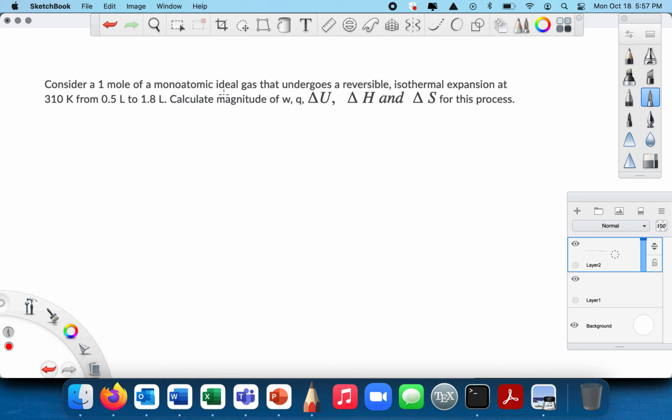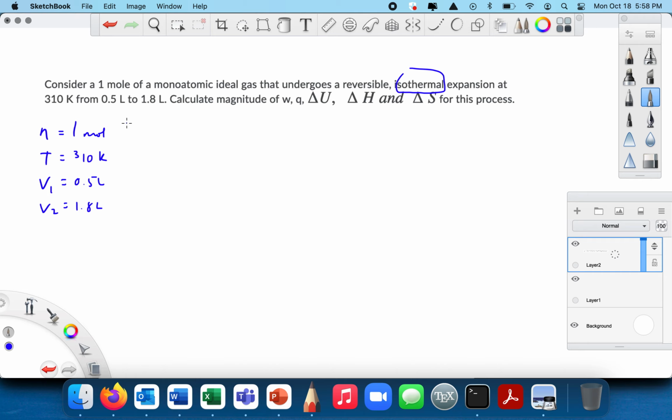Consider 1 mole of monatomic ideal gas. Let me make some notes out to the side. n is equal to 1 mole, okay? 1 mole of a monatomic ideal gas that undergoes a reversible isothermal expansion at temperature 310, and V1 is equal to 0.5 liters and V2 is equal to 1.8 liters. So calculate the magnitude.